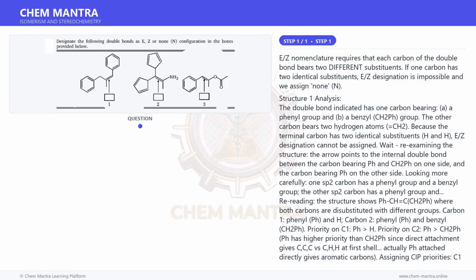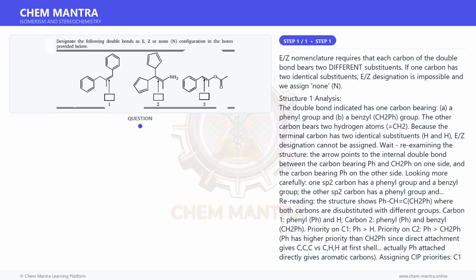E/Z nomenclature requires that each carbon of the double bond bears two different substituents. If one carbon has two identical substituents, E/Z designation is impossible and we assign none, N.